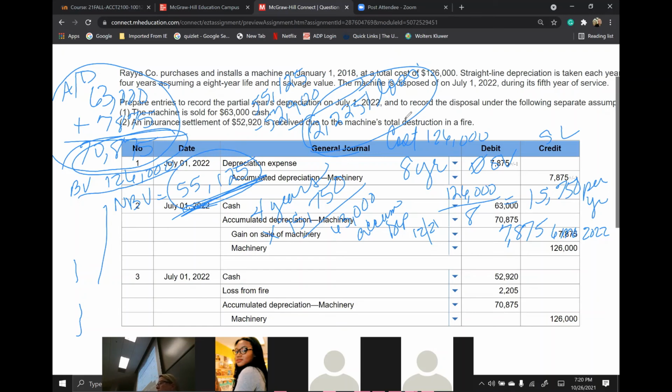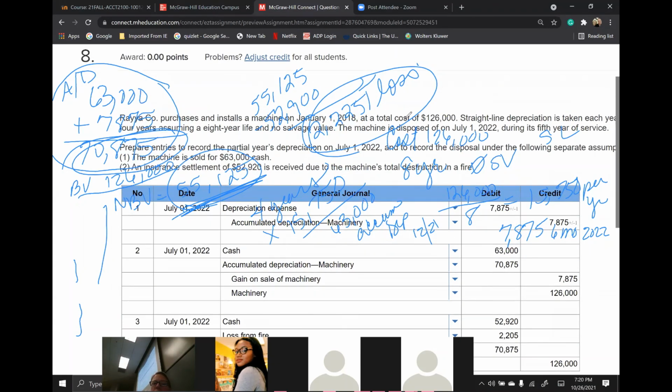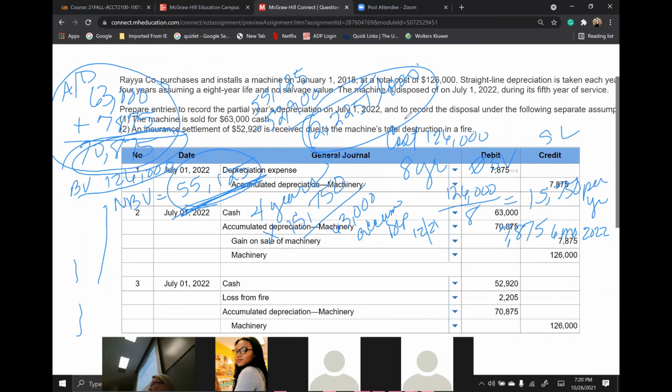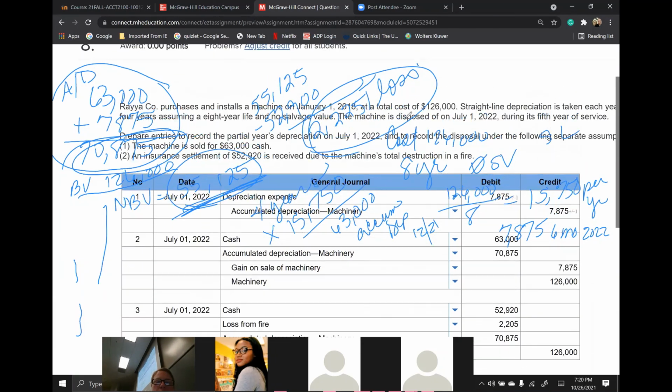And then I can do my calculation to see what's the difference in my debits and my credits. Does that match what I calculated as my loss and my gain? Should be an easy way to check. So the accumulated depreciation comes off and the difference, the loss, is a debit and it's at 2,205. I had 2,025, so something I did on my calculator was wrong.